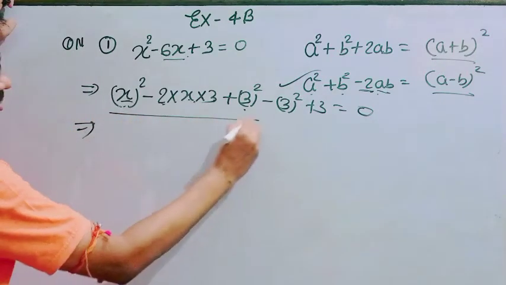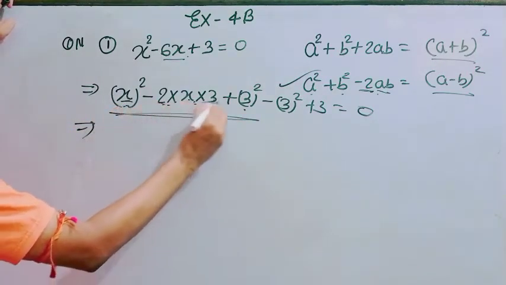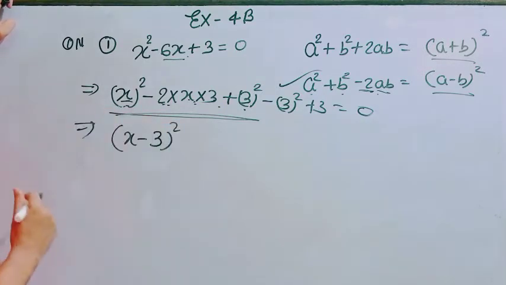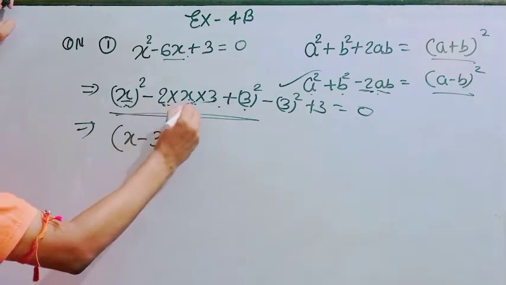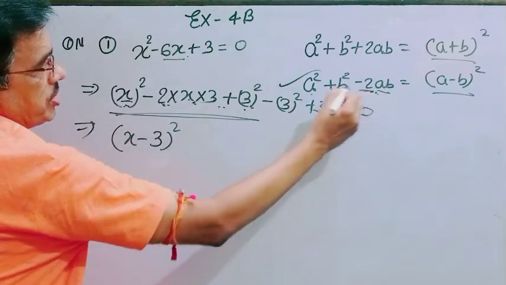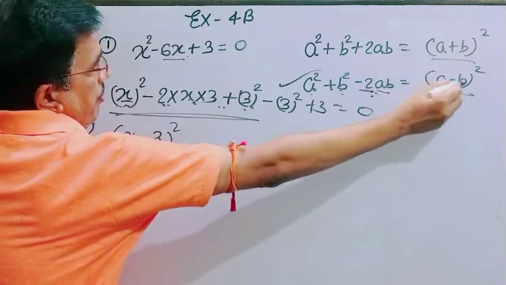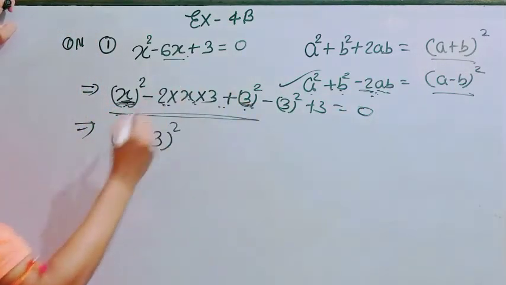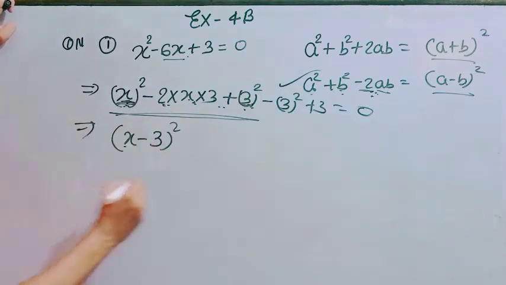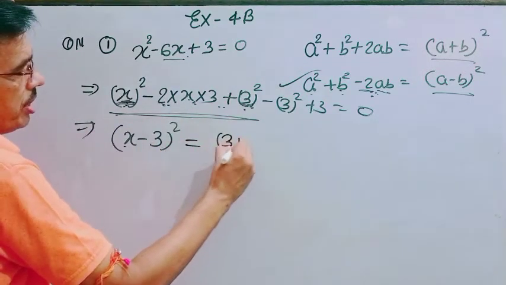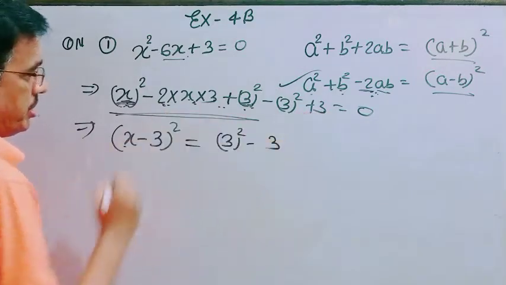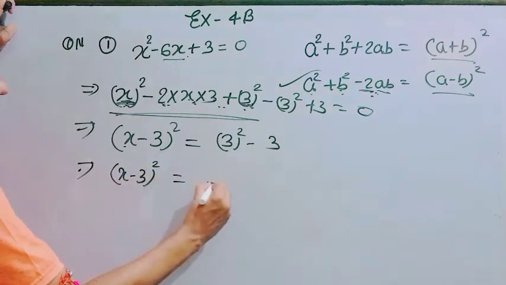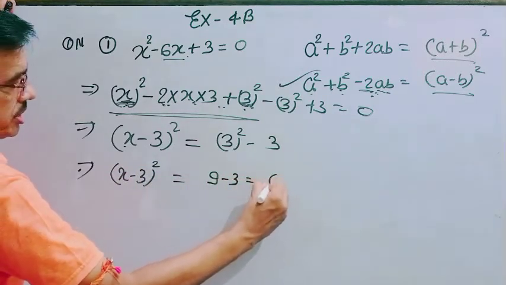Next step, it is the formula of a square minus 2ab plus b square, that is x minus 3 whole square, because a square minus 2ab plus b square is the formula of a minus b whole square. I write here in place of a is x and in place of b is 3, so it is x minus 3 whole square. And here I write 3 square and minus 3. Then here is x minus 3 whole square, and it is 9 minus 3, that is 6.